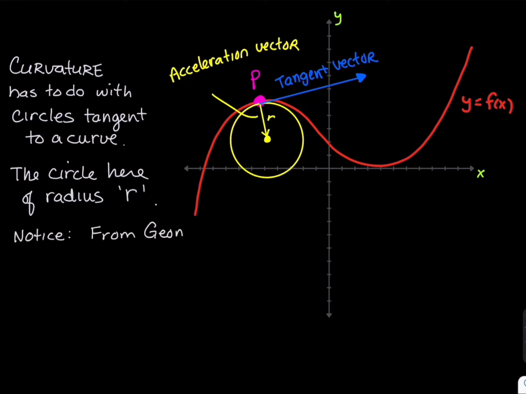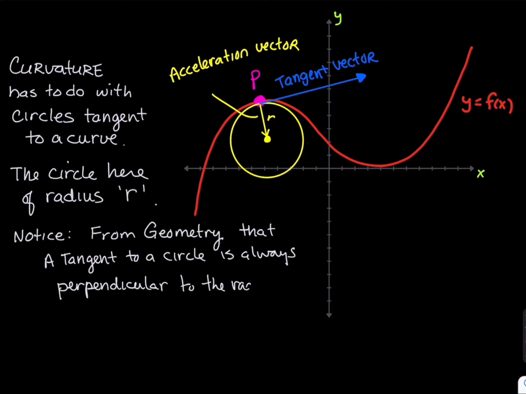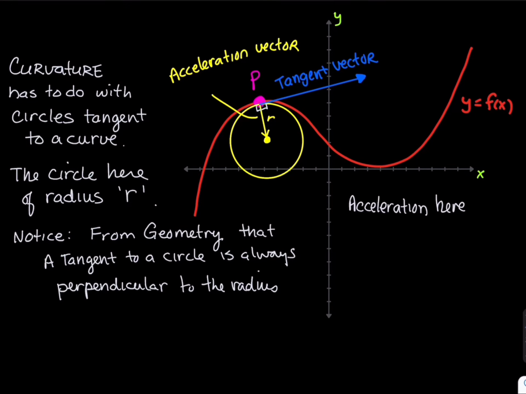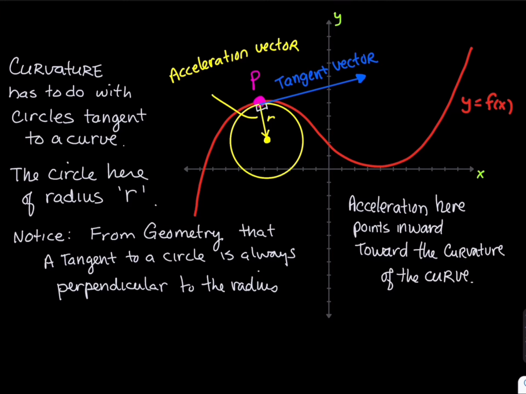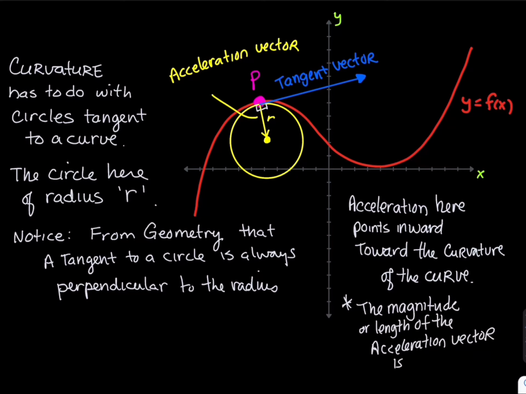Now consider a circle of radius r tangent to a curve, and remember from geometry that a tangent to a circle is always perpendicular to its radius. So the tangent vector and the radial vector are perpendicular. Acceleration, due to this curvature, always points towards the center here. And the magnitude of acceleration looks to be the same as the length of the radius.